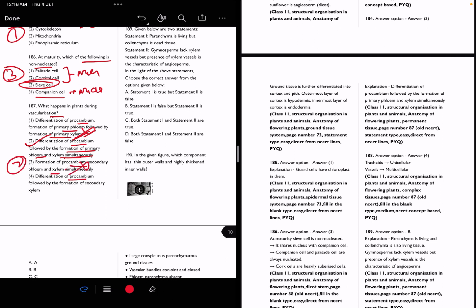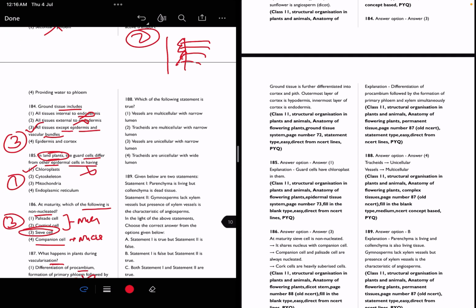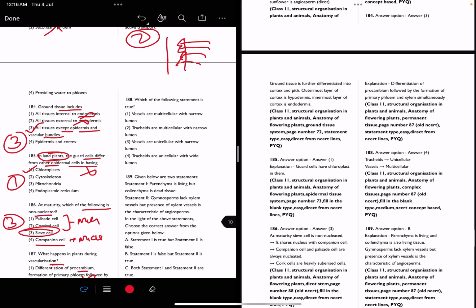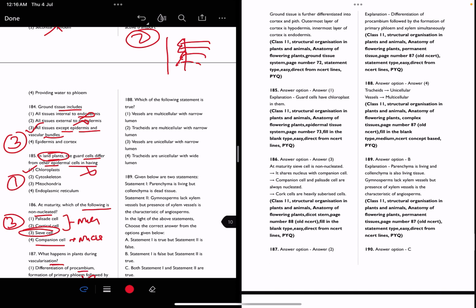Formation of the procambium, secondary phloem: secondary is not a portion, secondary is not a structure here. Formation of the procambium forms primary phloem and xylem only. Primary xylem and primary phloem form simultaneously. It is not that procambium forms, then primary phloem, then primary xylem. Now question 188. You can see the explanation of these questions if you have any confusion.